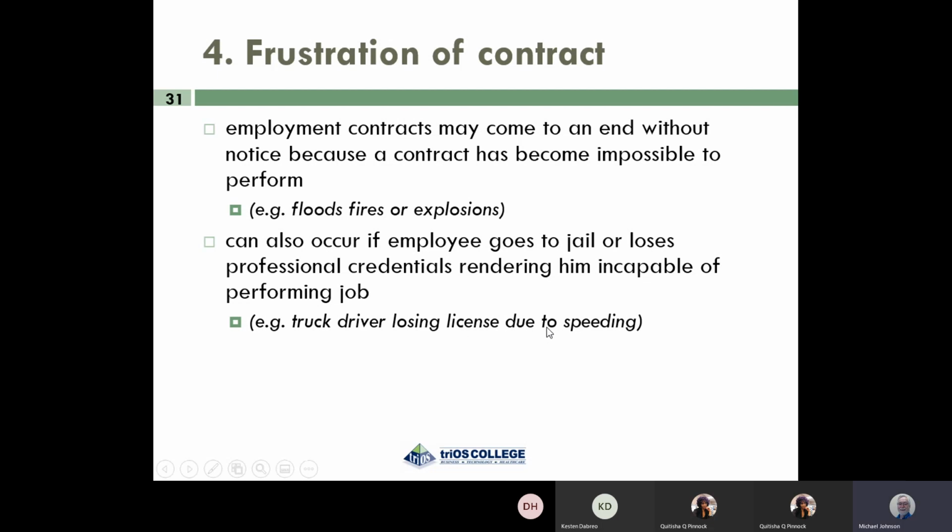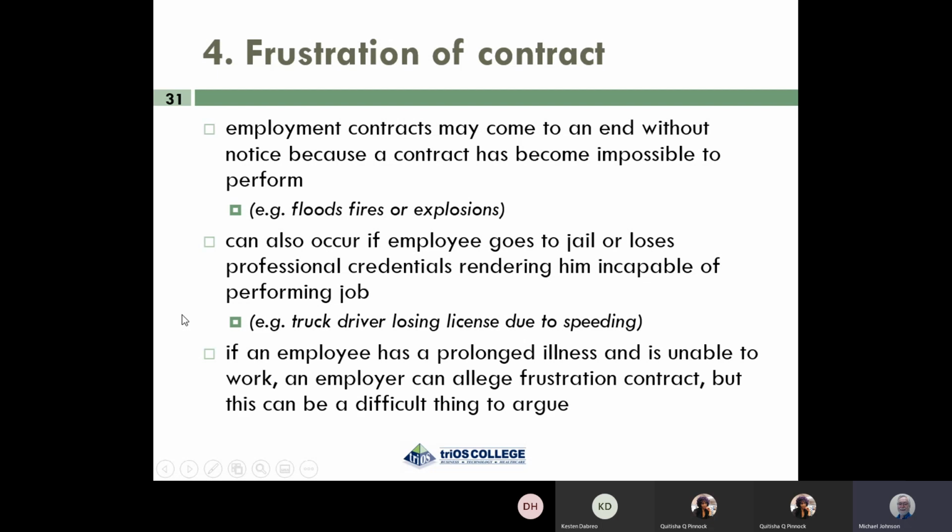Truck driver losing license due to speeding. This is only one example. There are many possibilities for that field and many others. If an employee has a prolonged illness is another area. You can't work, so what are you going to do? You can't keep paying the person.